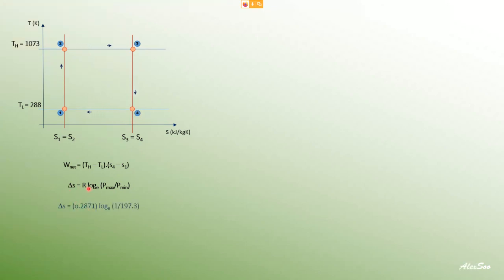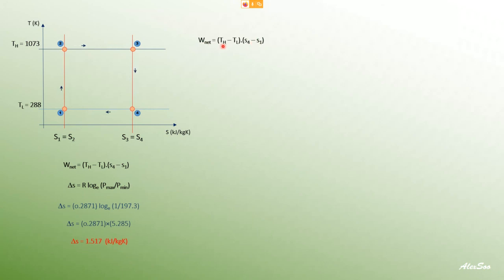Okay, so our change of entropy is R, 0.2871, times log base e of the maximum pressure over the minimum pressure. I think I have written something wrongly here. Between 4 and 1, you compare which one is the maximum pressure and which one is the minimum pressure. So you can calculate the change of entropy as 1.517. Please double check all the workings.